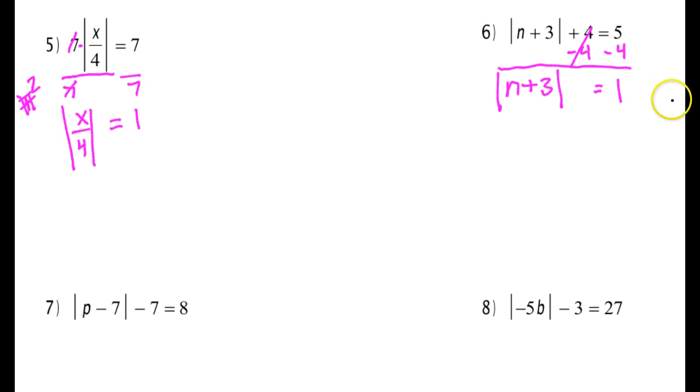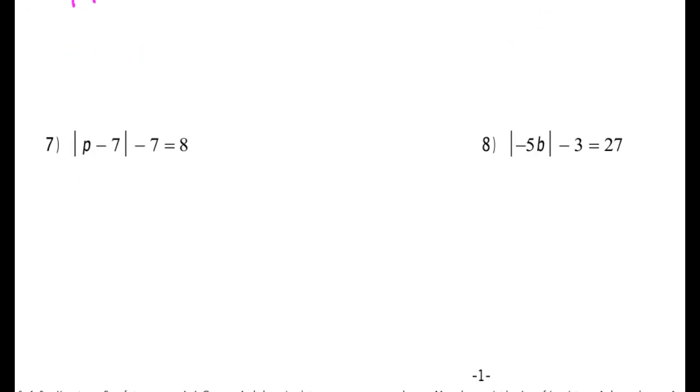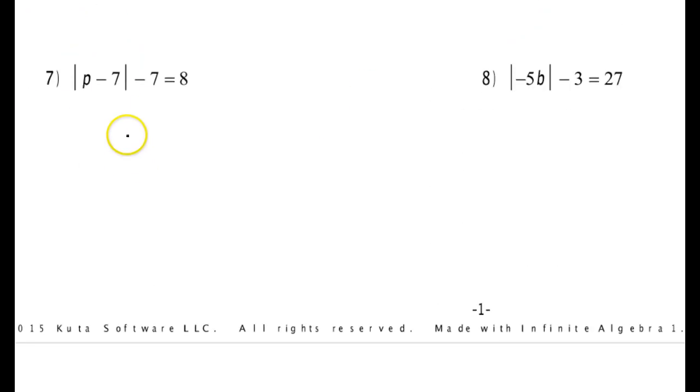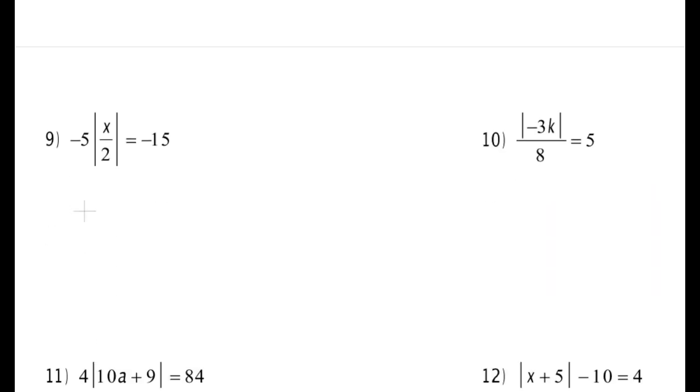Any others we need to set up, get going? 7, 8, are we okay there? Let's just do it verbally. Number 7, what do we have to do first? Add. So what's outside the absolute value? Minus 7, so undo that. Add 7. What's outside of here? Minus 3. How do you undo that? Add 3. Kind of get the idea. Flip it over.